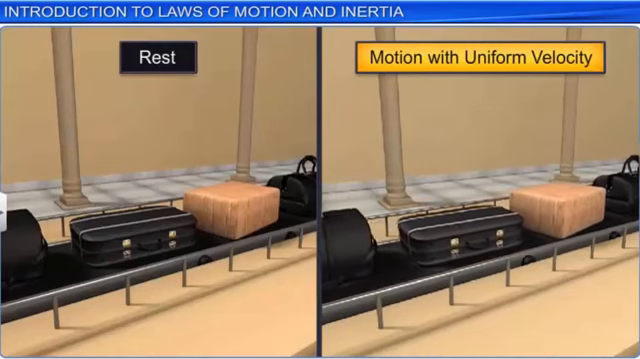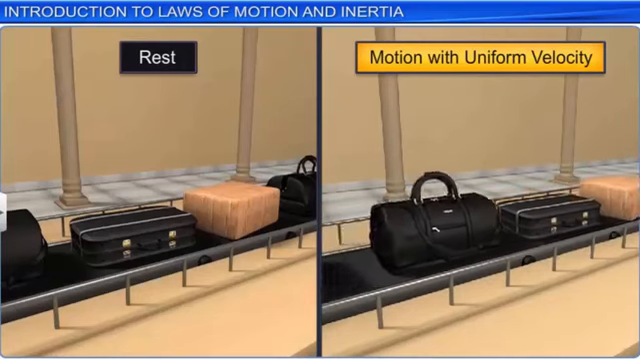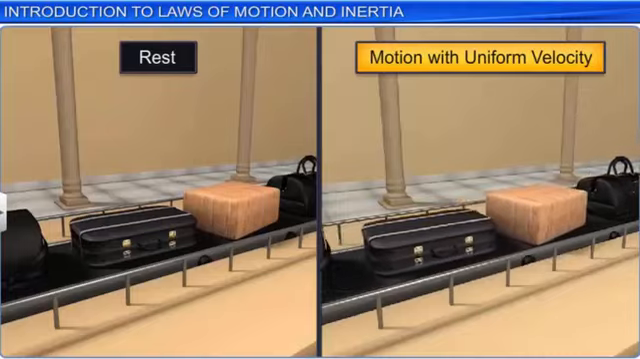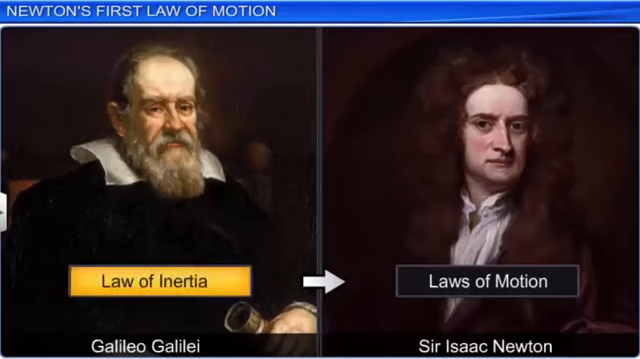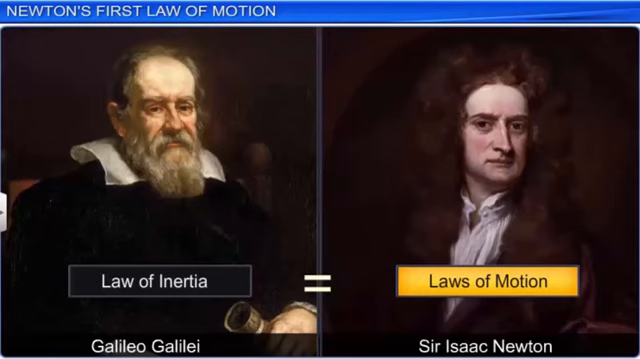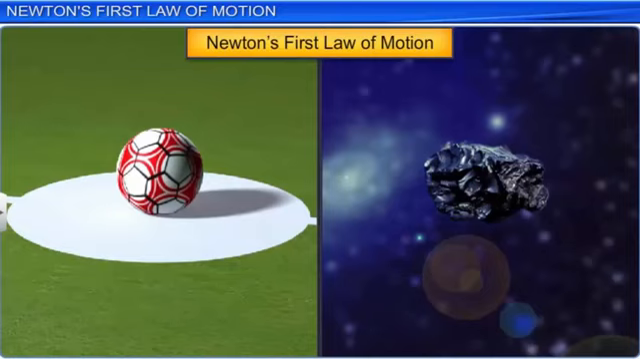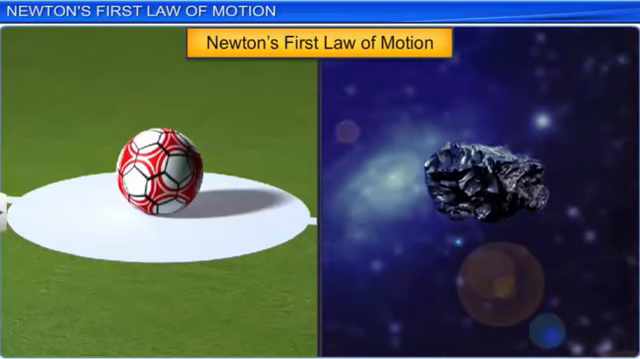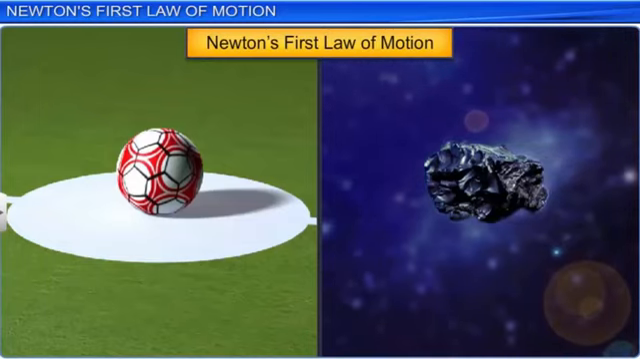In simple terms, inertia means resistance to change or resistance to acceleration. Newton's laws of motion have their roots in Galileo's law of inertia. In fact, Newton's first law of motion is almost the same as Galileo's law of inertia. Newton's first law of motion states that every object continues to be in its state of rest or of uniform motion in a straight line, unless compelled by some external force to act otherwise.